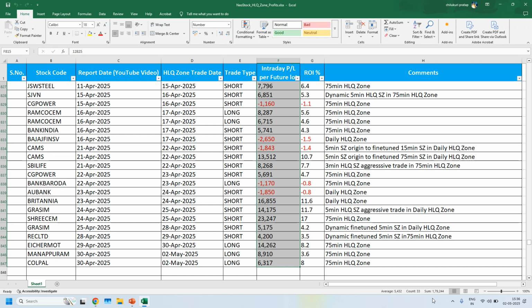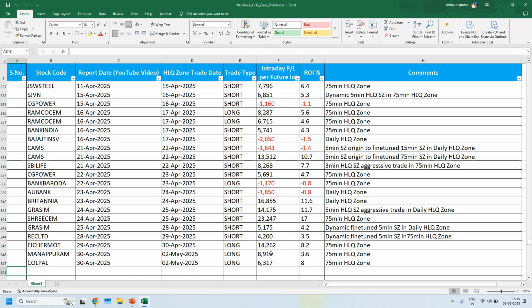The only problem is how well you are understanding these concepts, that is one important thing. Second, how well you are fine-tuning the zones. And third, how you are booking the profit, that is very important. Of course, practically you won't get this 1,79,000. Definitely you would have got around 1 lakh rupees profit if you take all the stocks.